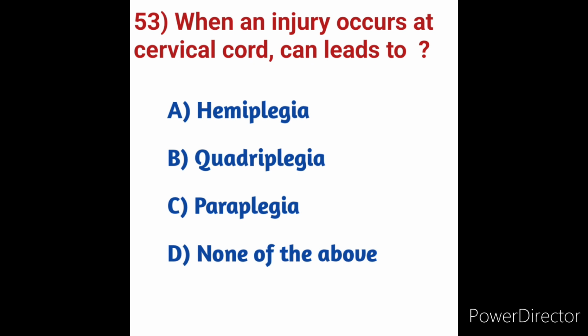An injury higher on the spinal cord can cause paralysis in most of your body, affecting all limbs, called tetraplegia or quadriplegia. A lower injury to the spinal cord may cause paralysis affecting the legs and lower body. It is called paraplegia. So here the cervical cord is injured, which can lead to quadriplegia or tetraplegia. So here option B is the correct answer.